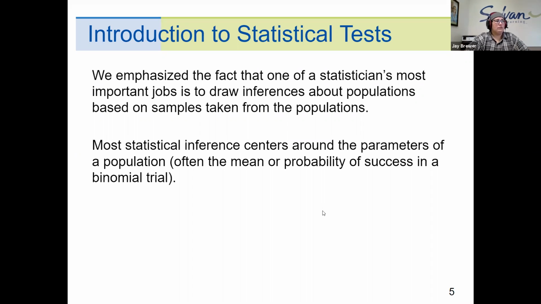Introduction to statistical test. We emphasize the fact that one of the statistician's most important jobs is to draw inferences about populations based on samples taken from the population. Most statistical inferences center around parameters of population, often the mean or probability of success in a binomial trial. Okay.